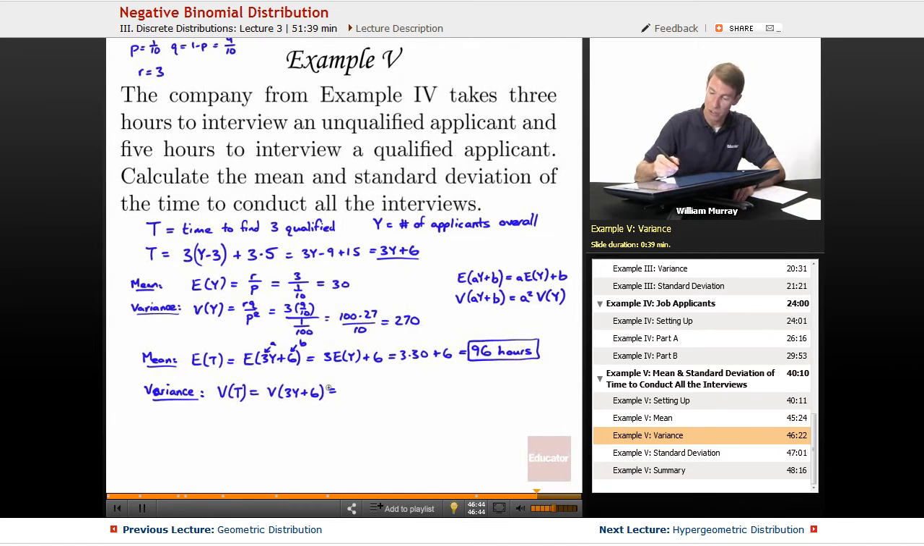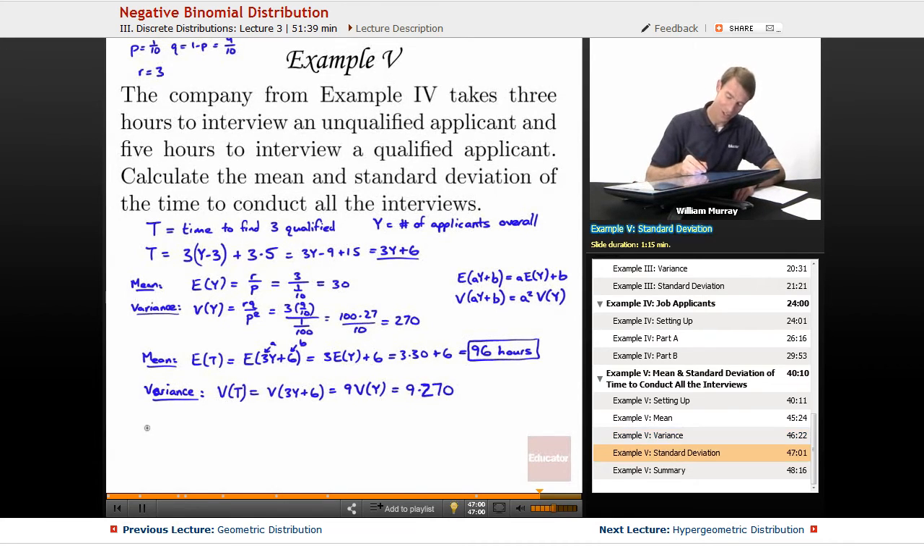Now I'm going to use my formula for a squared V of y. So that's 9 times V of y, which is 9 times 270. I'm going to leave that factored because the next thing I'm going to do is take its square root, and it'll be easier to do if it's factored. So let me find the standard deviation now.